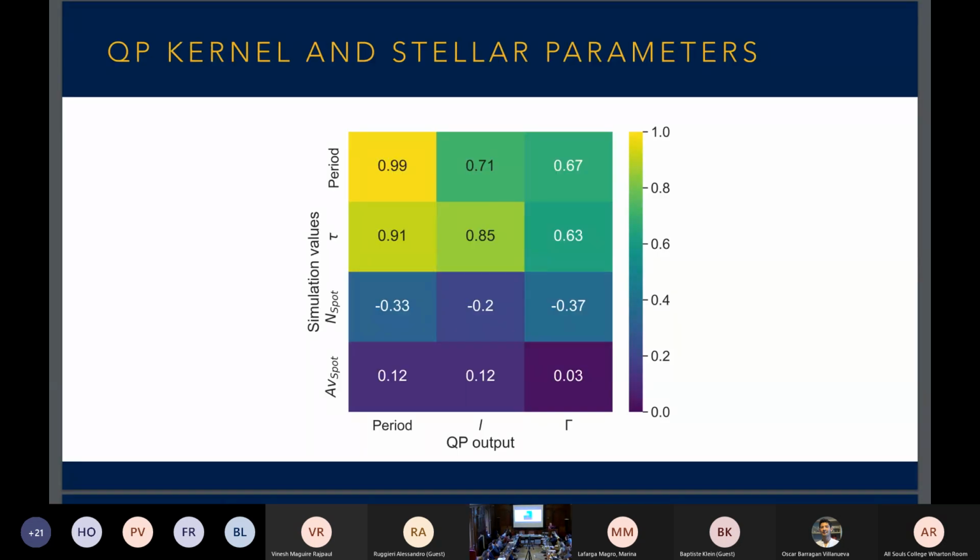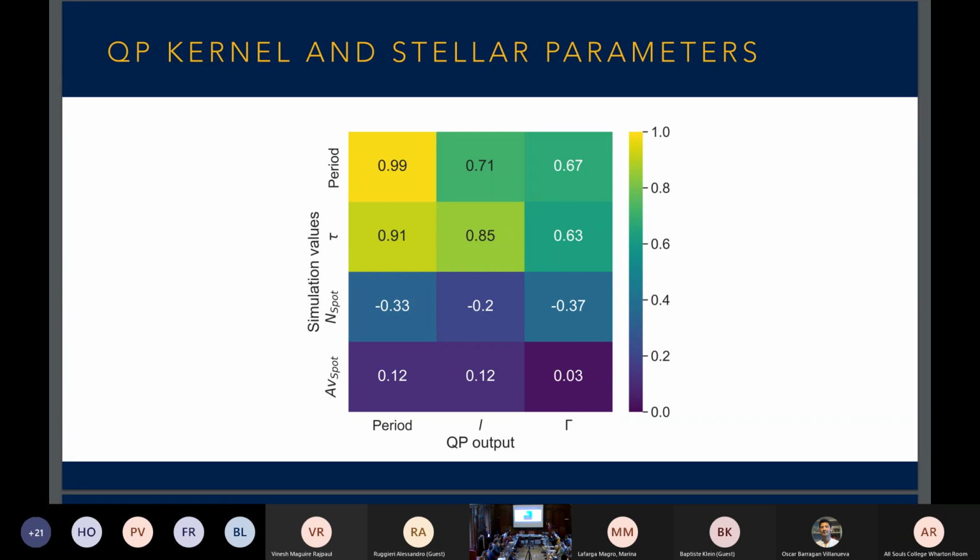I know we don't really like correlation coefficients, but this does sort of explain. These are the results from comparing the input stellar model parameters, period, spot evolution timescale, the number of spots, and the average spot distribution, with our output quasi-periodic hyperparameters of period, that L scale, the L that controls the squared exponential decay, and the gamma, which is our harmonic complexity.